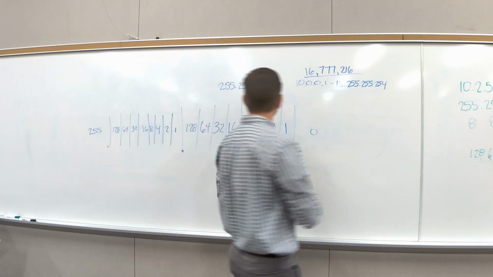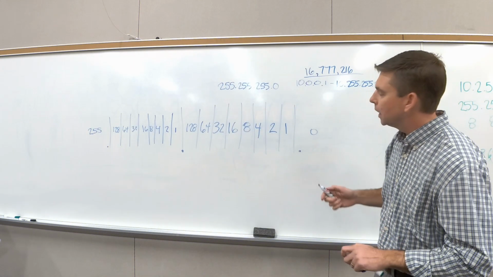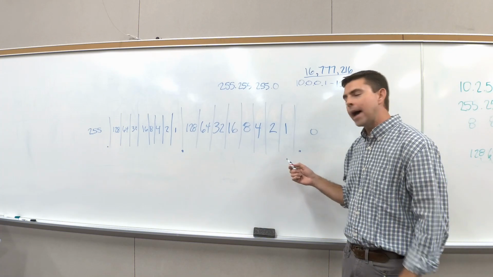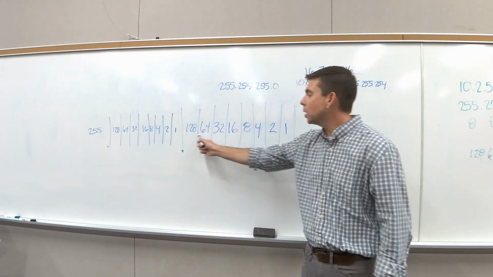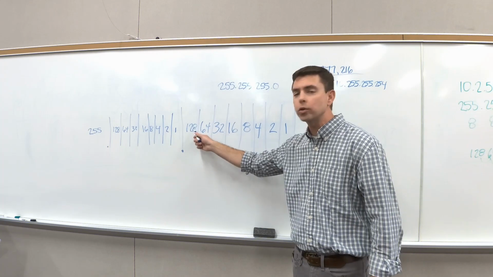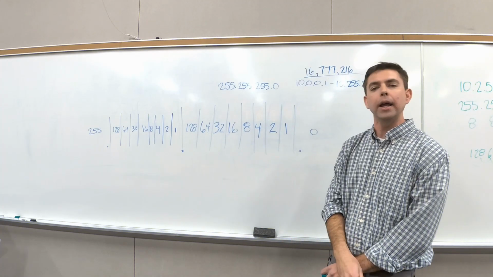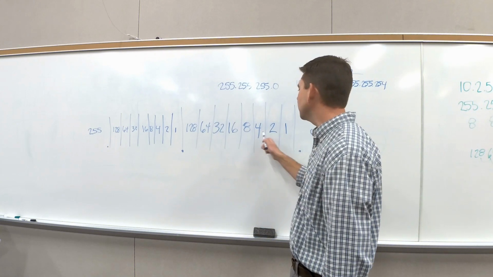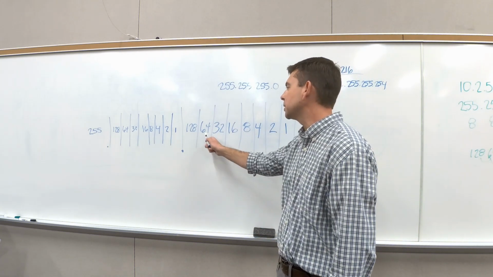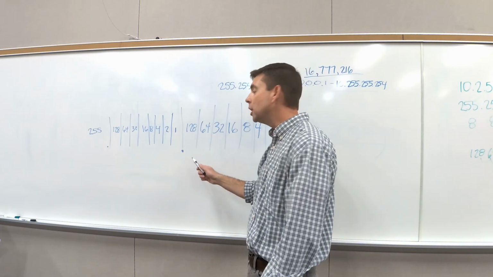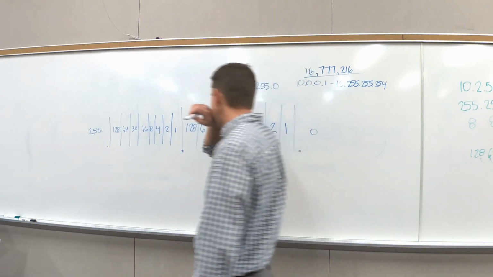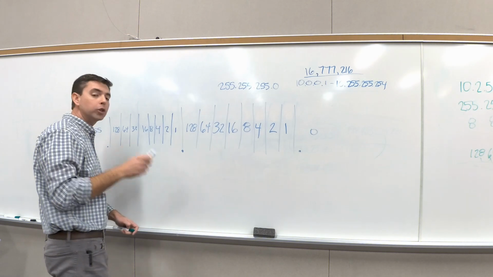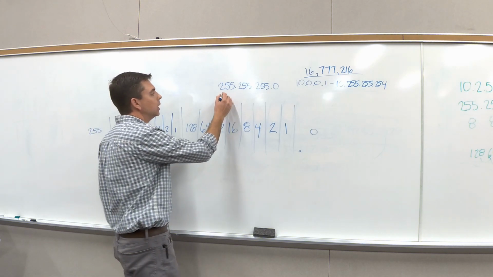All right, so what does 255 mean? If you were to add up all of these numbers in one of the octets, 1 through 128, guess the number that you would end up with. If you said 255, you're correct, because 1 plus 2 plus 4 plus 8 plus 16 plus 32 plus 64 plus 128 is 255.